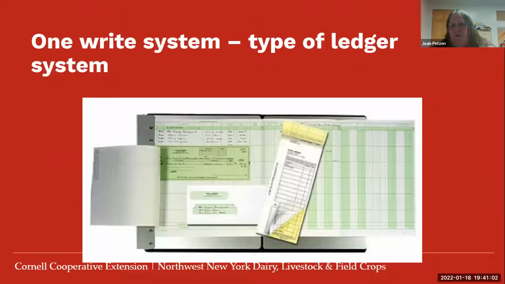Another example of a ledger type of system is the OneWrite system, and these are available commercially. You can purchase a OneWrite system through a number of different sources, and basically you write the check, you write who it was paid to, you have the place to record the date, and then the check comes out, but then you have the columns to the right of that to spread that expense out into what category that expense went into. So that's a handy tool that a lot of people like to use.